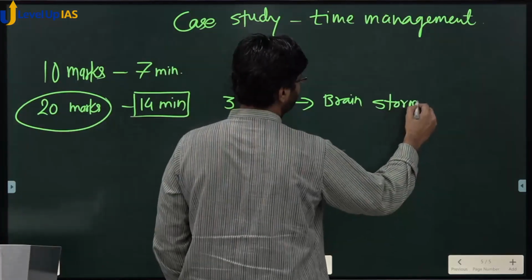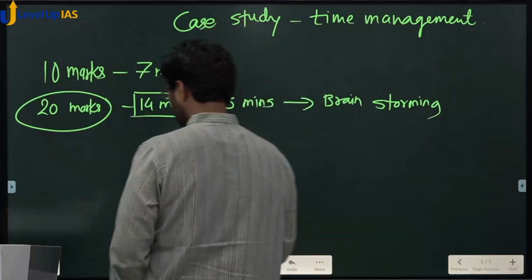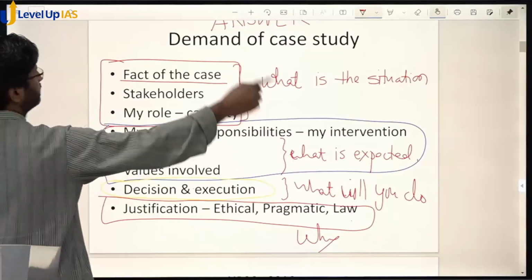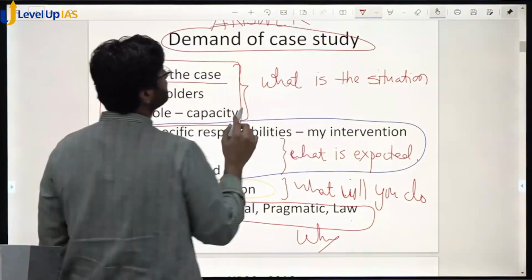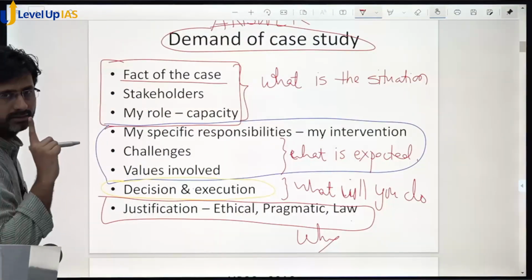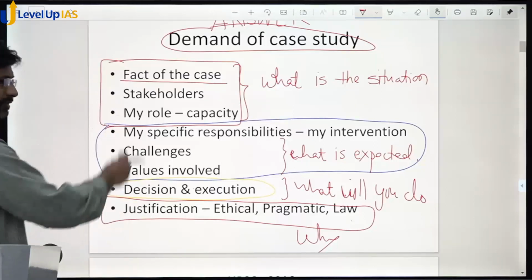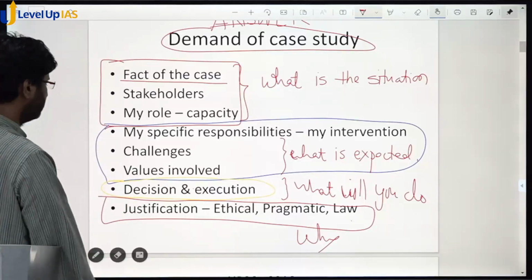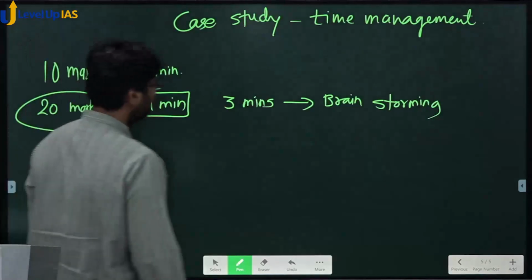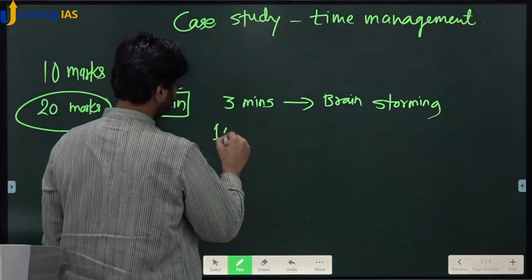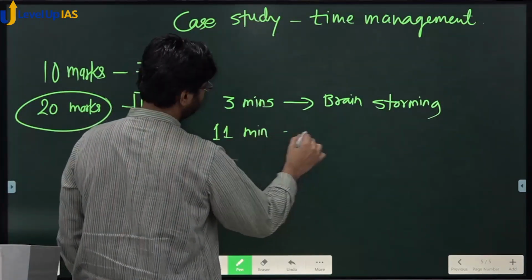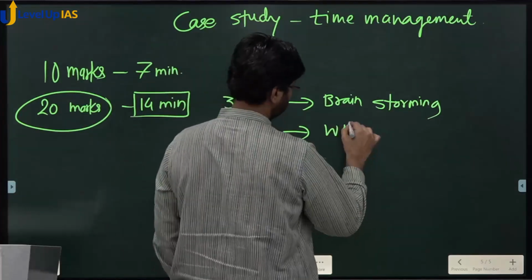Basically, brainstorming means what? Brainstorming means this slide. Understanding the demand of the case study is what brainstorming is. So this is the first and foremost thing, and we will practice this that you have to do. Then the rest of the 10 to 11 minutes is more than sufficient for you to write the answer.